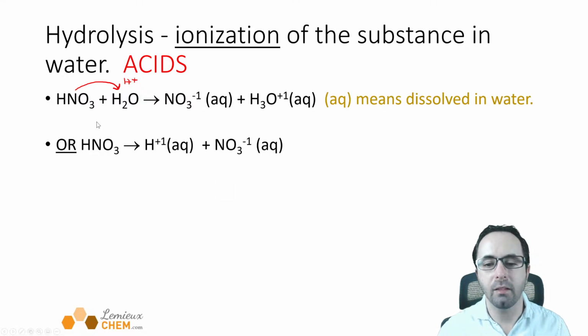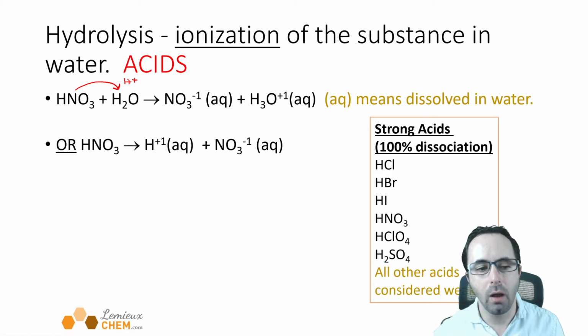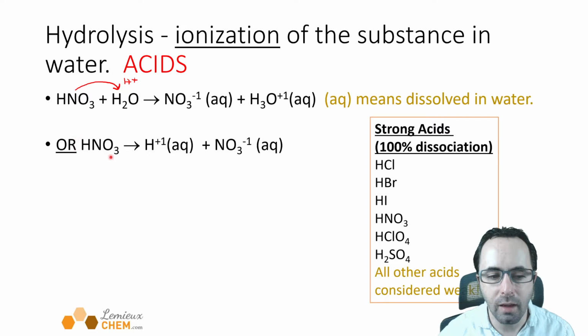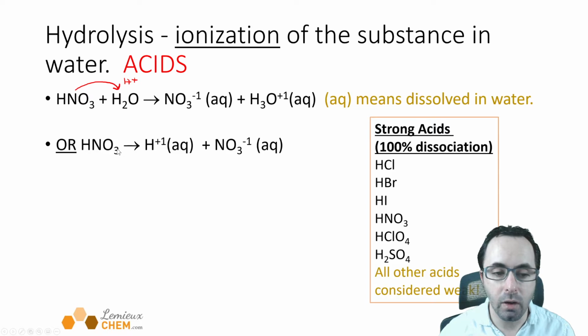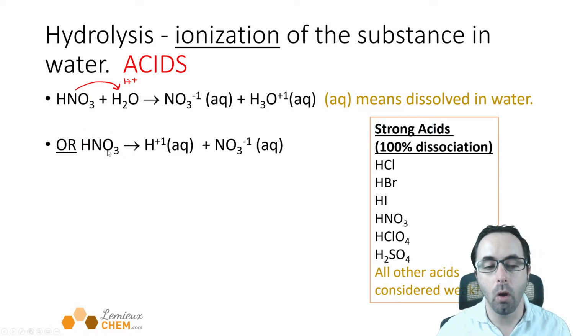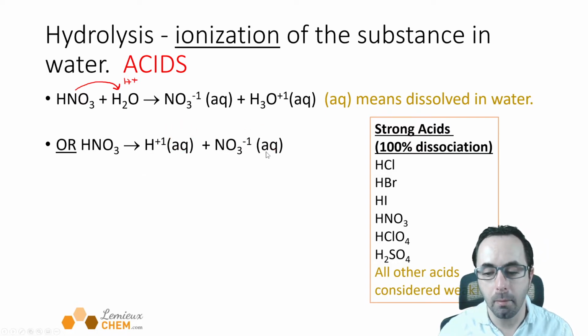Now, nitric acid is what we would refer to as a strong acid. And what a strong acid means is that when you put this nitric acid in water, it 100% dissociates, meaning it completely separates into H+1 and nitrate ions. And very, very quickly after you put the HNO3 in water, there's no H+ ions still attached to nitrate ions. They are all separated completely.